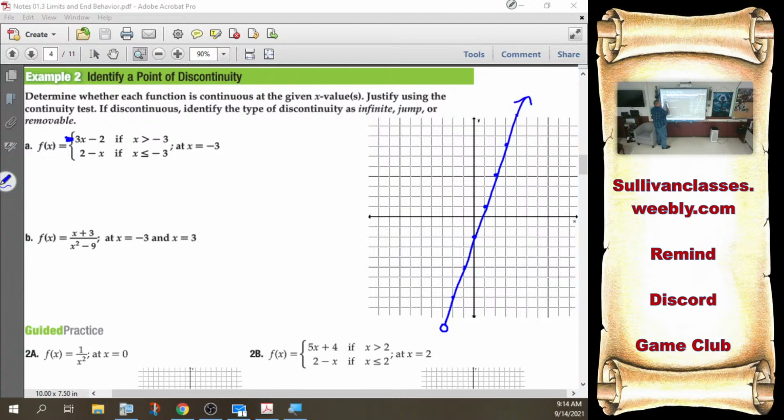Okay, so I'm following this line from -3 onward. You see why I put the open circle? It doesn't say or equal to. So right after -3, so -2.99999999, from there onward, I will follow this line.